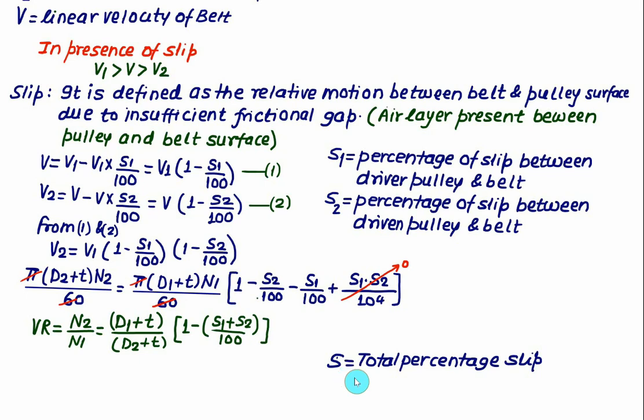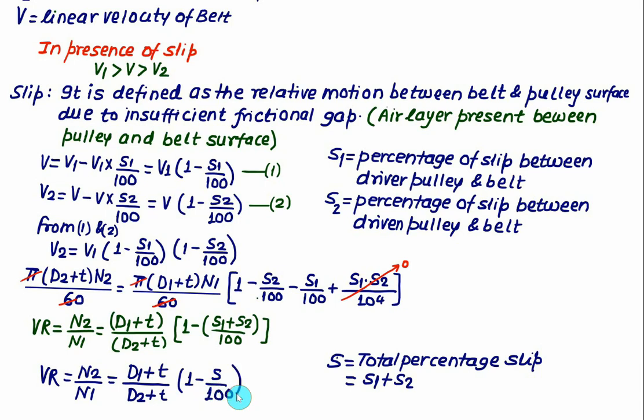Suppose we say that S is the total percentage slip, which is equal to S1 plus S2. In that case, the velocity ratio Vr is equal to N2 by N1, which is the same as the diameter of the driver pulley plus thickness divided by the diameter of the driven pulley plus thickness, multiplied by (1 minus S divided by 100), where S is the total percentage slip, S1 plus S2. In this fashion we can calculate the velocity ratio when the slip is given.